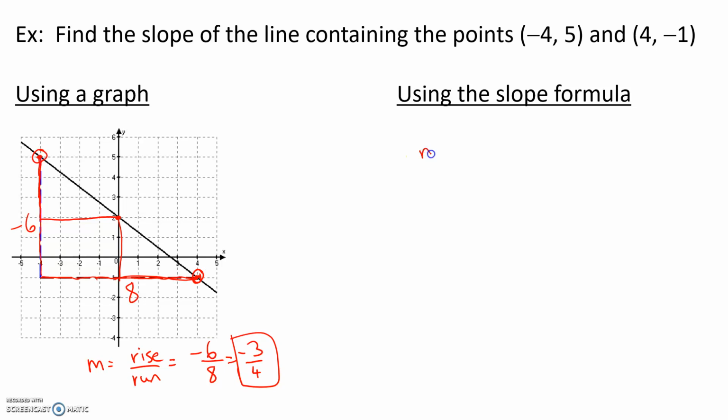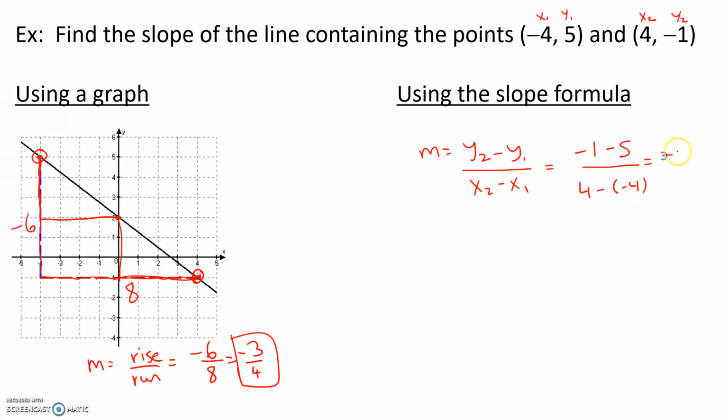Using the slope formula, which is m equals y2 minus y1 over x2 minus x1, we can find the slope. So the first point, let's label this as x1, y1. Since it's the first x and first y, the point is x1, y1. The second point is the point x2, y2, since it's the second x and second y. y2 minus y1 is -1 minus 5. x2 minus x1 is 4 minus -4.